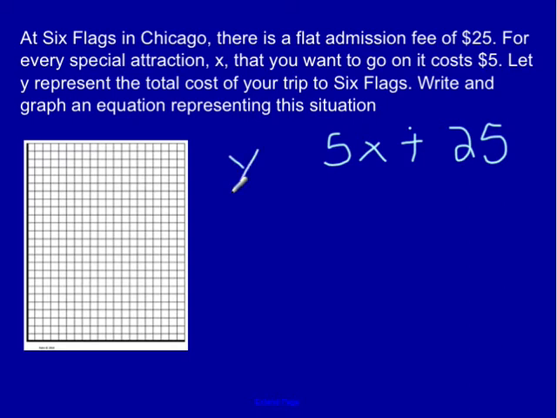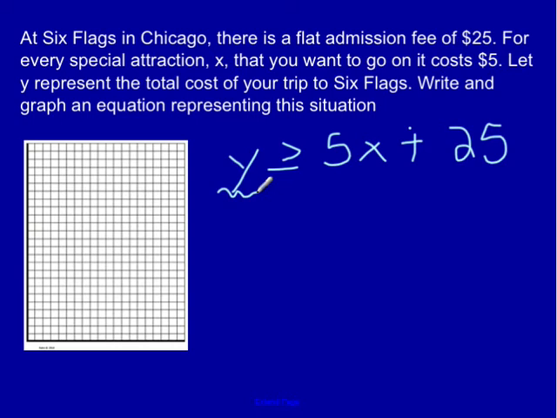Typically when you go on a trip, you have a budget. You have a certain amount that we can spend. So whatever we spend, we want to be less than or equal to whatever our budget is. So Y represents our budget. So this one right here is just ready for us to graph right now.